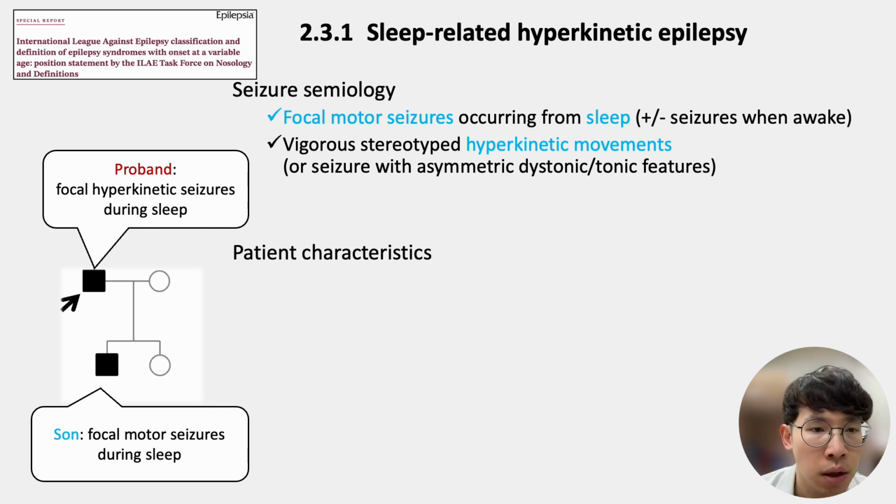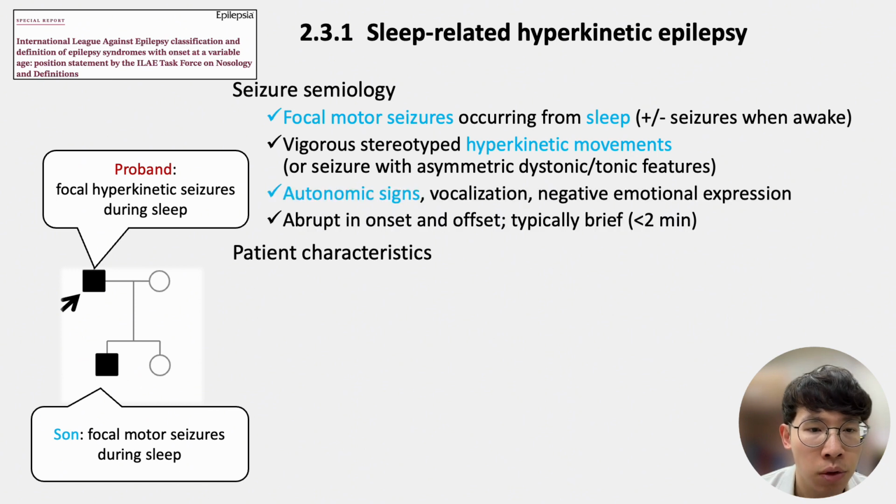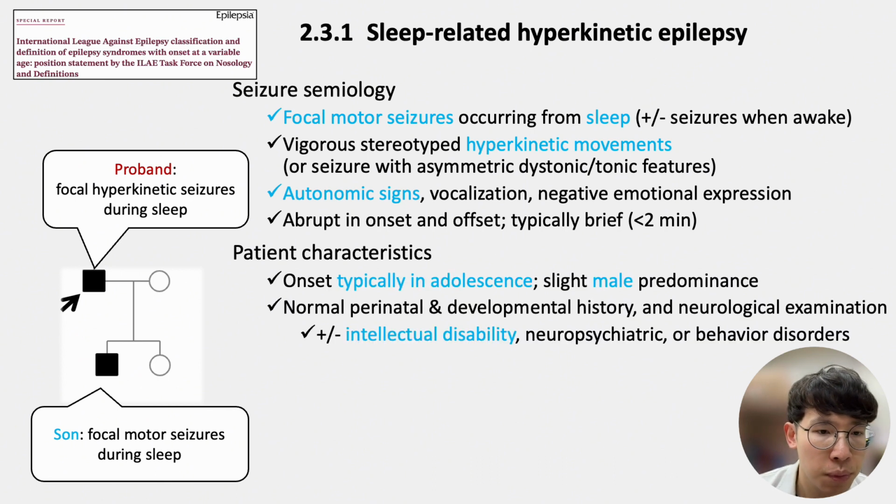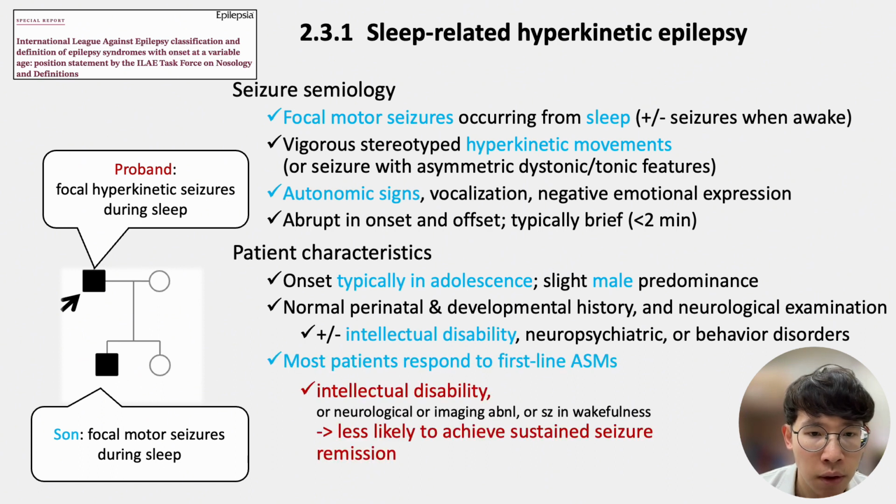So first, patients usually have focal motor seizures occurring from sleep. They have vigorous stereotyped hyperkinetic movements and autonomic signs or vocalization or negative emotional expression. They usually have abrupt onset and offset, typically less than 2 minutes. These patients typically have their onset in adolescence, and there is a slight male predominance.